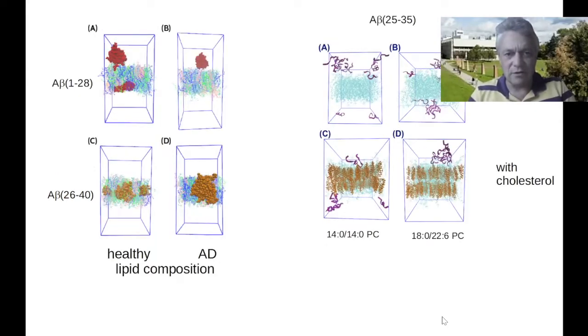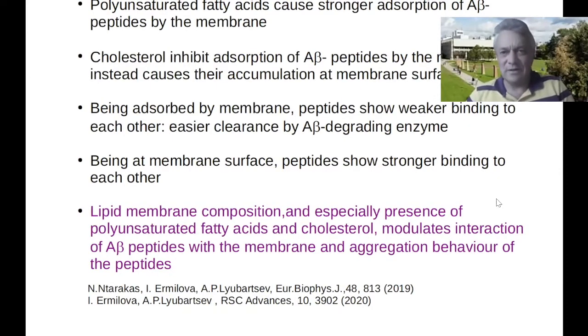And also we looked at the effects of aggregation, that is, clustering of this peptide in different cases, in healthy and in Alzheimer's brain composition. And also we looked at pure bilayers and with the presence of cholesterol. So the main outcome from this simulation: it is clear that polyunsaturated fatty acids cause stronger absorption of amyloid peptides by membranes.